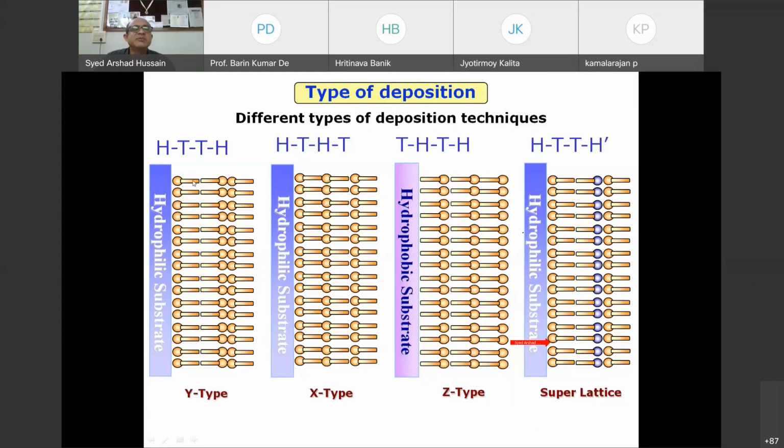So if the interaction is similar, that is hydrophobic-hydrophobic, hydrophilic-hydrophilic, then we say this is Y type. Then again, here you can see the interaction is hydrophobic, hydrophilic, hydrophobic, hydrophilic, then we say X type. And if it is hydrophilic, hydrophobic, then we say Z type. And of course, depending on these organizations, the property of the material changes. So this is important. One can have superlattices, that means heterostructures also. That means different kinds of material one can prepare in this way.